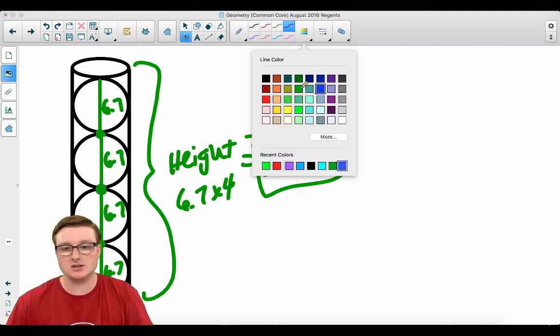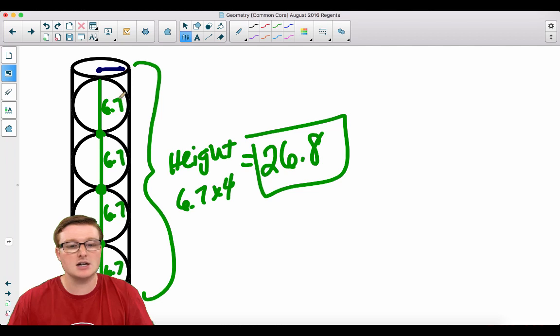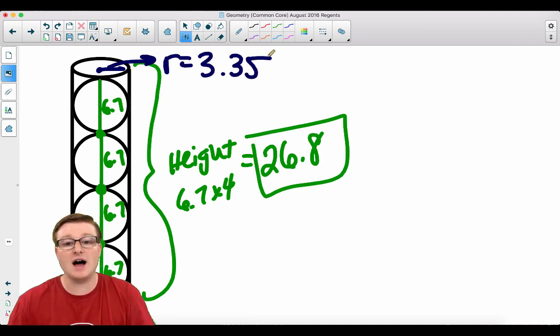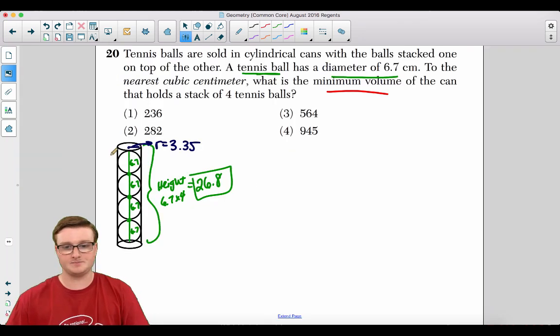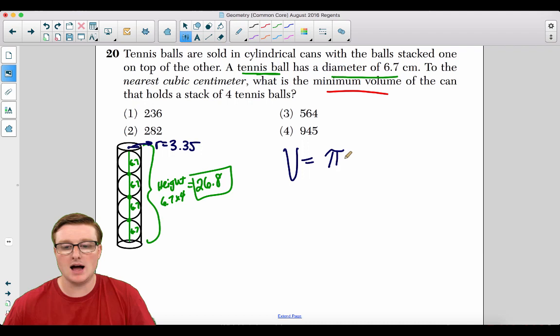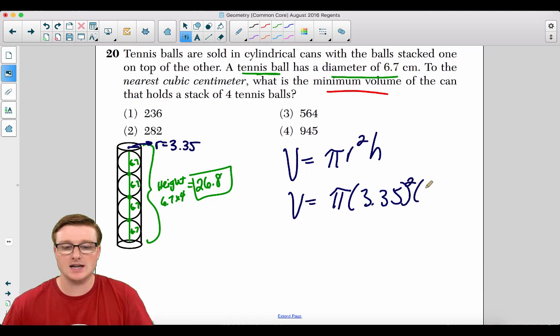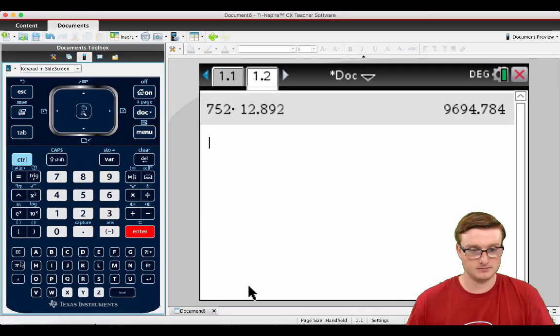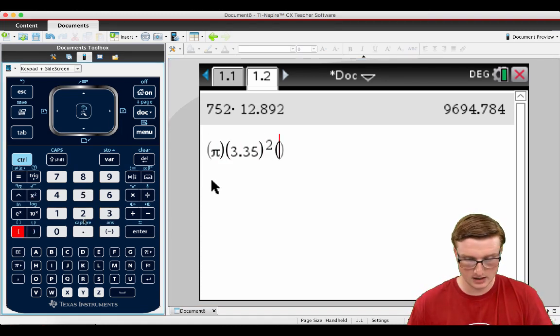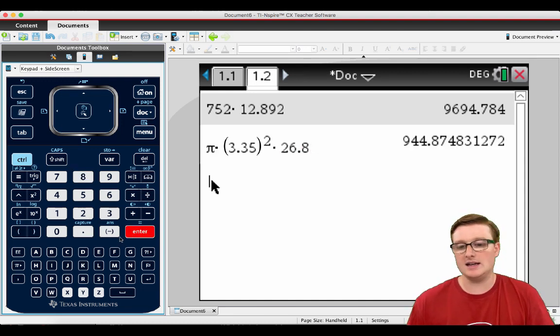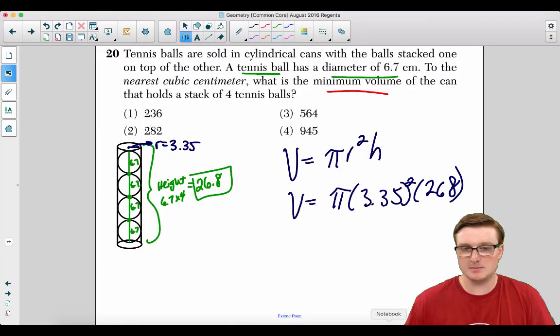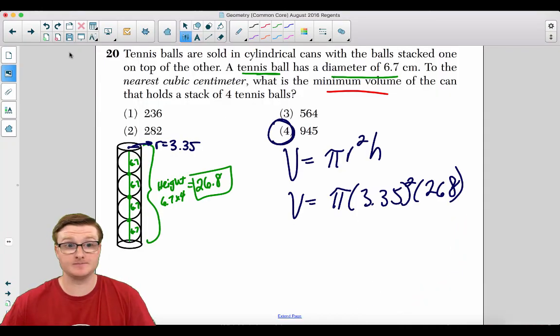Now, what is the length of the radius? Well, the radius, which is from here to here, is 1/2 of the diameter. The diameter of the tennis ball is 6.7, so therefore your radius is going to be 3.35. So now using your formula, which is volume is equal to pi r squared times the height, we're going to plug that in. Pi times the radius of 3.35 squared times the height of 26.8, and we get an answer of 944.8, which is about 945, which is going to be choice 4.